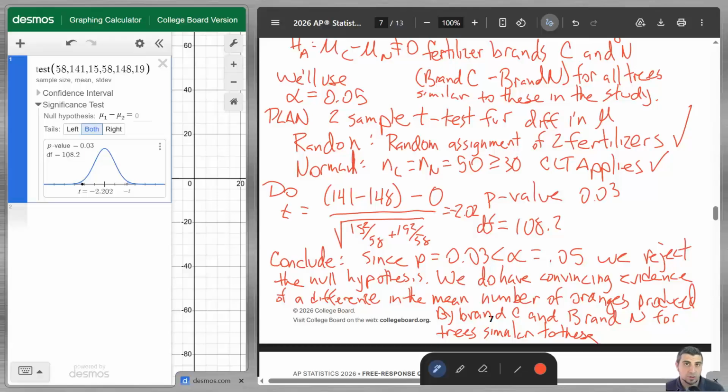Also, because this was a randomized experiment, we also have evidence that the fertilizer brand caused the difference in mean number of oranges. Now, I'm not sure if they're going to give you credit for that or take away credit for that part about the cause and effect nature. I don't know what the rubric is at this point.